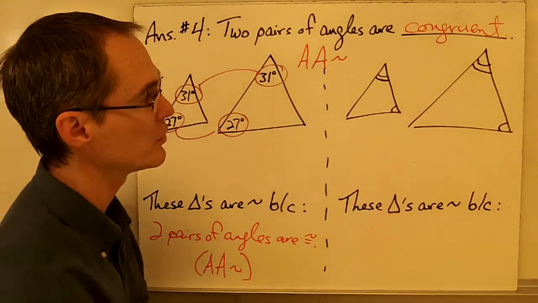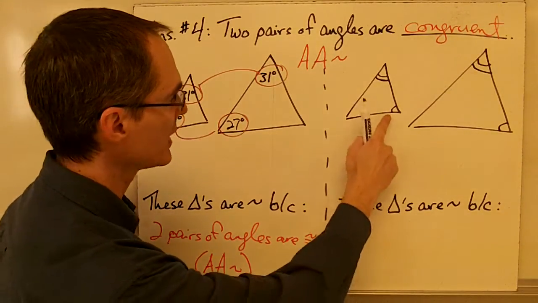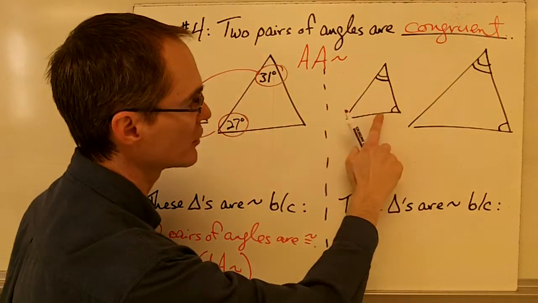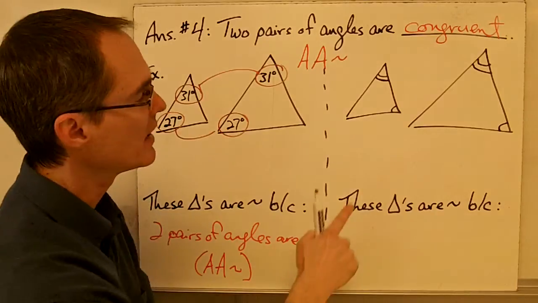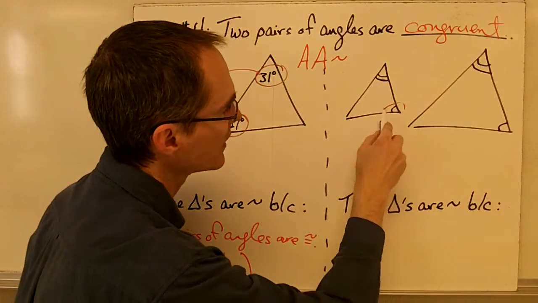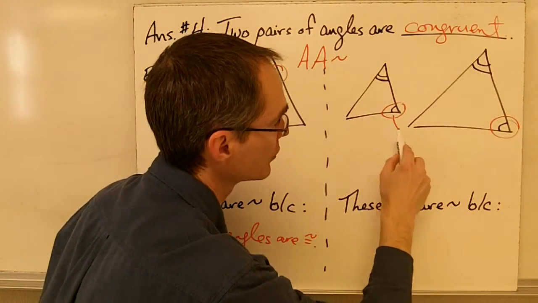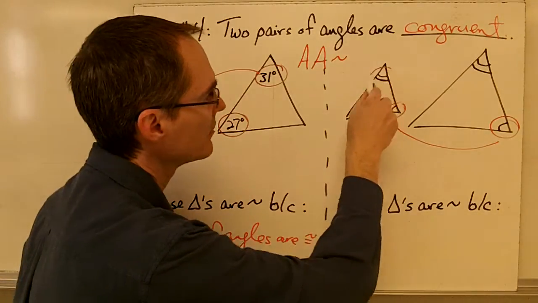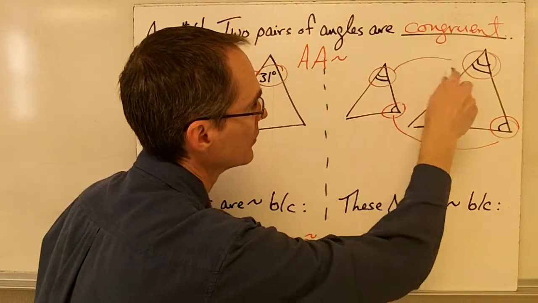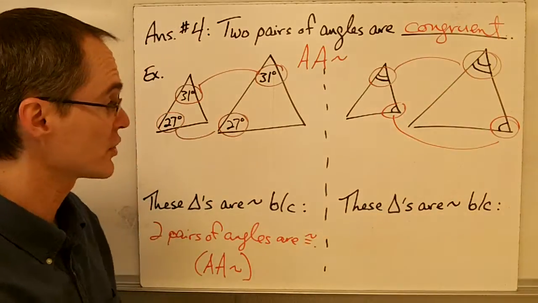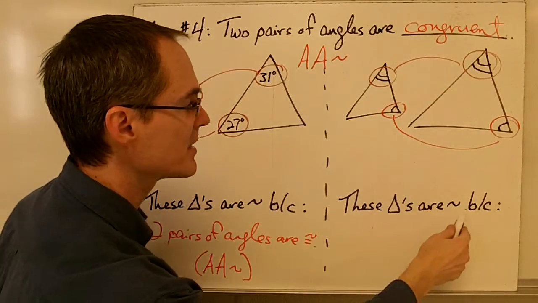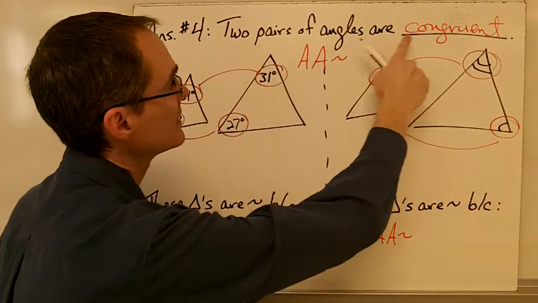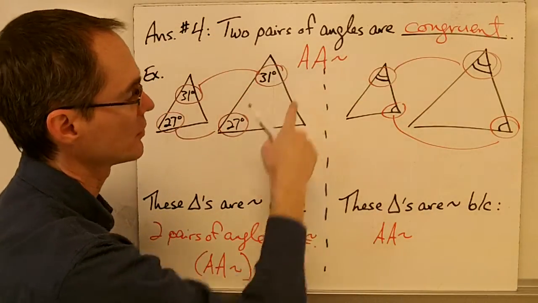Notice that these two triangles here are also similar, even though I don't have the actual numerical angle measure. I don't have an actual number in degrees that tells me how big these angles are. I do know that this angle and this angle are congruent because they have the same hash mark. And this angle and this angle are congruent because they have the same hash mark. So again, these triangles are similar because of the angle, angle, similarity statement here. Two pairs of angles are congruent.